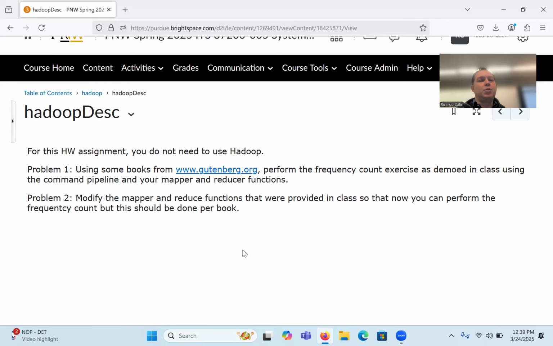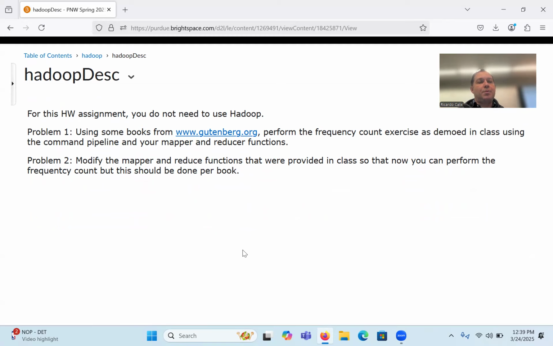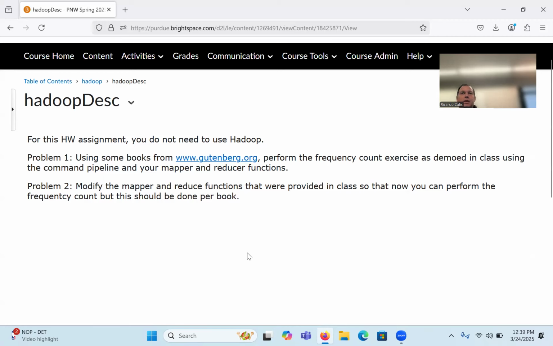All right, problem two. Modify the mapper and reducer functions that were provided in class so that you can perform the frequency count, but this should be done per book. So now, instead of all the books together, you would have to do it on a per book basis. It's similar, but a slight difference. Do you see that? I will only demo problem one, so you have to figure out problem two. Any questions? Again, you won't have to use Hadoop for this one. We're going to do everything on the command prompt in Python.